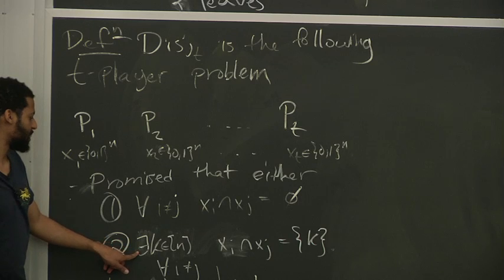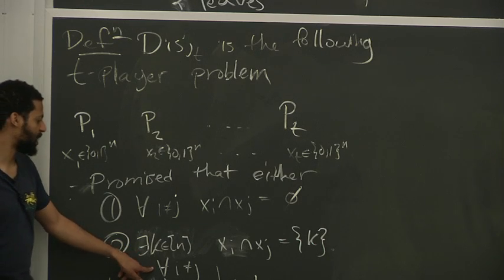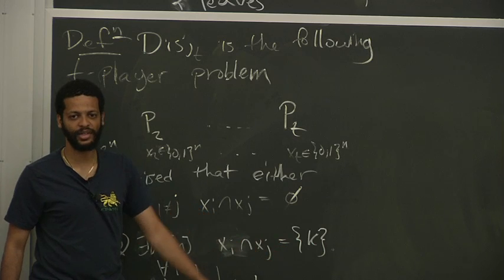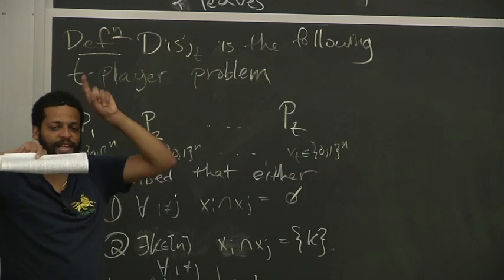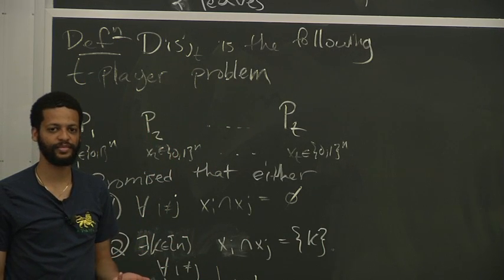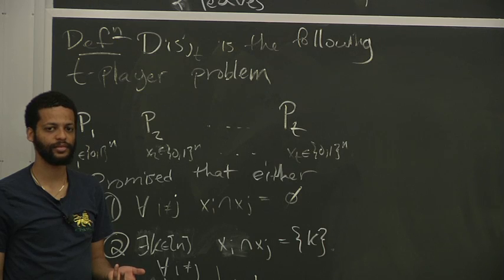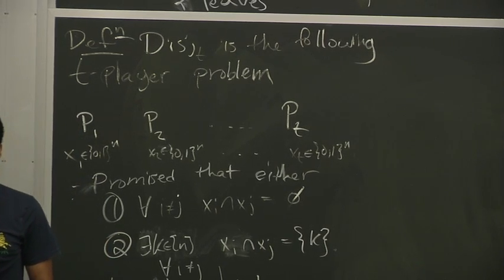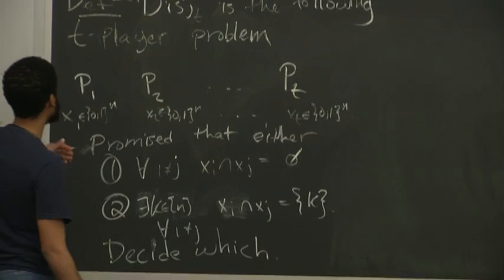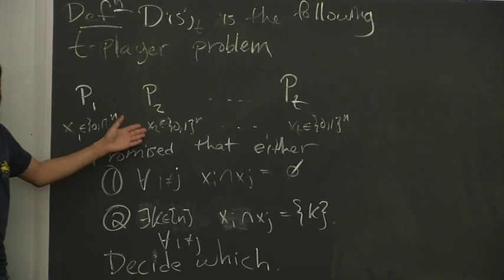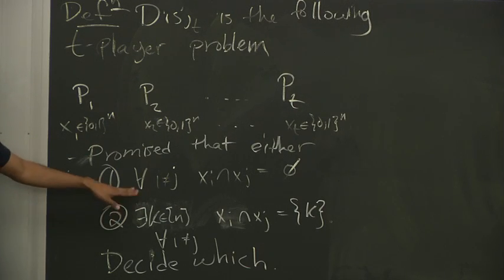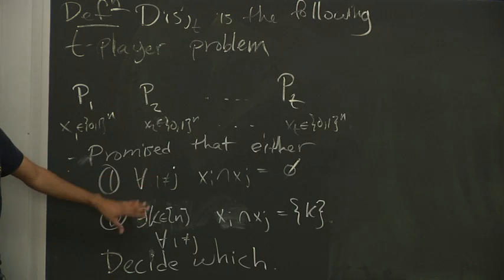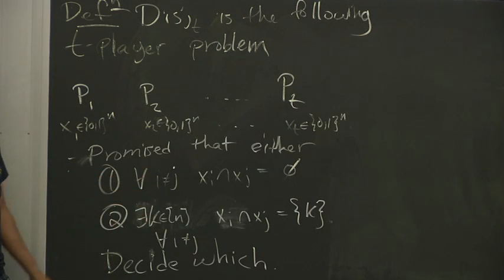So there exists a k such that for all i not equal to j, xi intersect xj is k. So if you look at any two players, their intersection has exactly one element, and it's the number k. Right. So P1 can just send his entire set to P2, and they either intersect or they don't. Oh, but you're promised that one of these two cases holds. So you just have to check which of these two promises is the truth. Yeah, this is a promise problem.